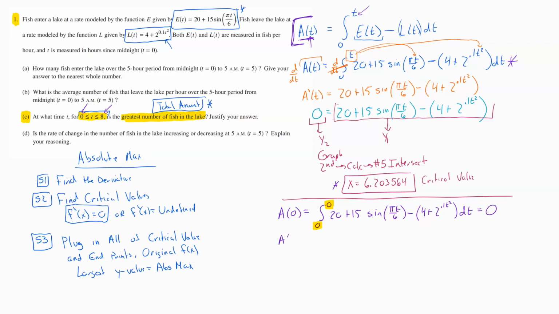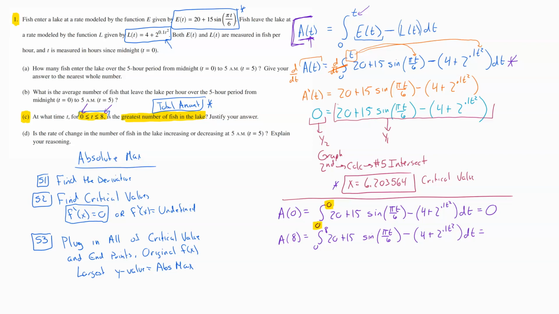Then we're going to go ahead and plug in our other endpoint, which would be 8. So this would be the integral from 0 to 8 of 20 plus 15 sine of pi t over 6 minus parentheses 4 plus 2 to the 0.1 t squared, and then dt, and we'll get an answer out for that. I'm going to do all of these in the calculator at the same time, so I'm going to set up the last one.